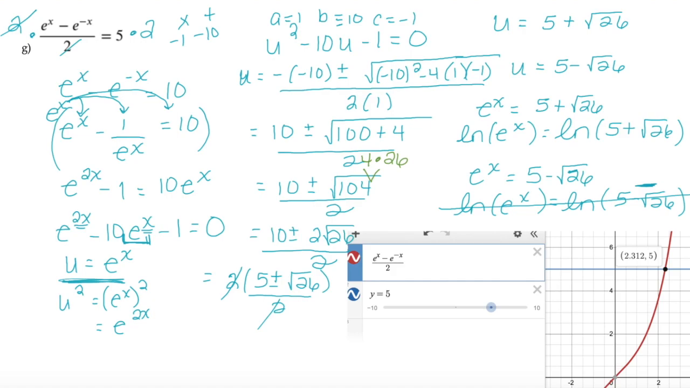I also know that when I take the natural log of e, because the natural log is the same as log base e, they end up canceling one another because they are the inverses of one another. Therefore, x is equal to the natural log of 5 plus the square root of 26, which is in fact 2.312 approximately.